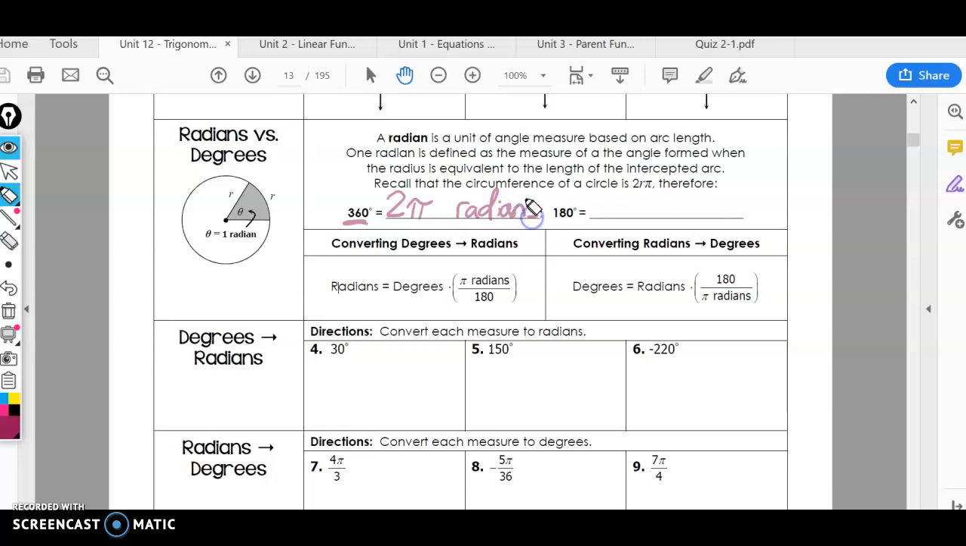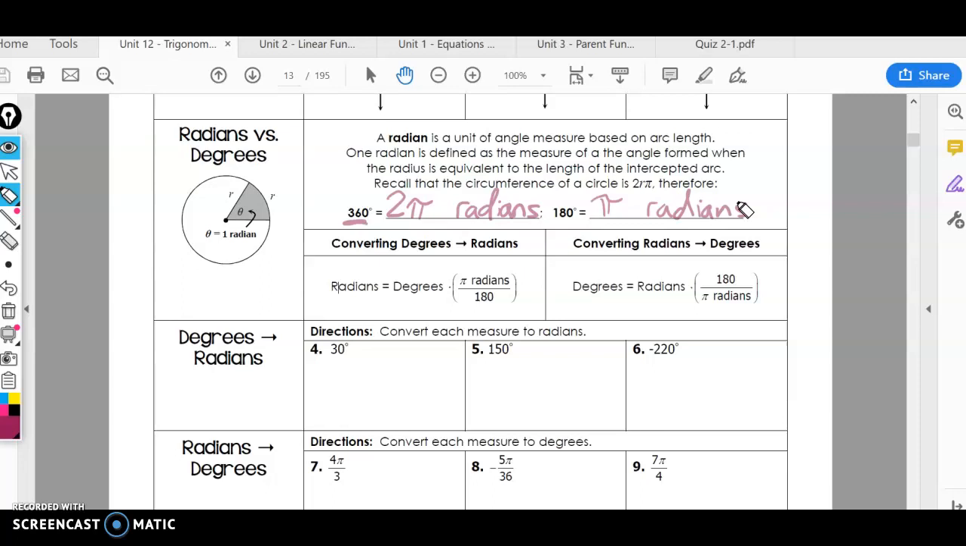Basically, radians are another form of measuring angles, like inches and centimeters are forms of measuring length. 180 degrees is half of 2 pi, so it's only going to be pi radians. Radians are always going to have a pi with the number. Degrees are just numbers. Radians will have a pi with it, and you'll just leave it as a pi. You don't have to multiply the number times 3.14.